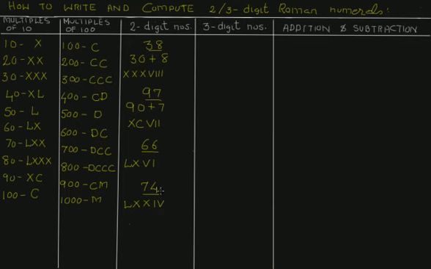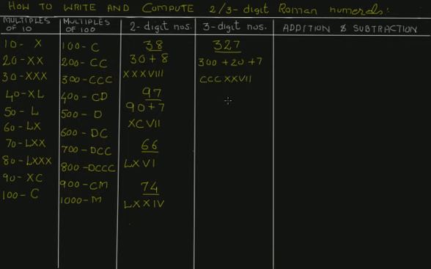Yes, perfectly right. Now let's get to the 3-digit numbers. We'll take it as 327. Yes, 327. Let me expand this for you. It's going to be 300 plus 20 plus 7. Now, how do you write a 300? Do you see the 300 here? So 300, 20, and 7.